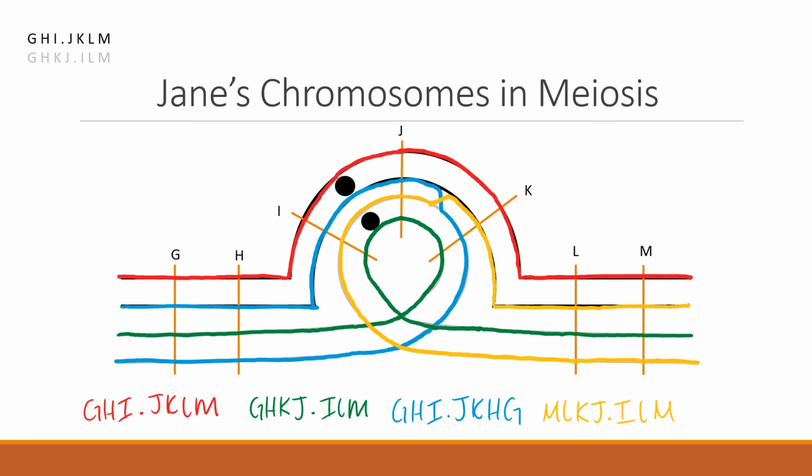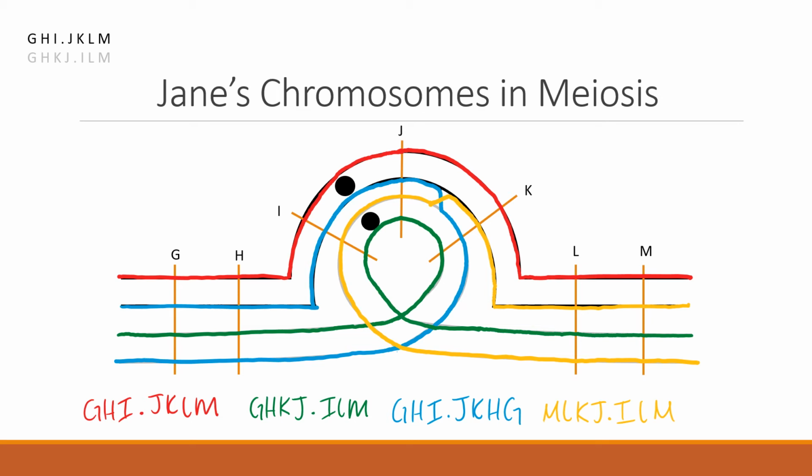Following the red line, you get the chromatid GHI centromere JKLM. Following the green line, you get the chromatid GHKJ centromere ILM. Following the blue line, you get the chromatid GHI centromere JKHG. And following the yellow line, you get the chromatid MLKJ centromere ILM. The colors the gametes are written in at the bottom correspond with the lines traced on the loop above.